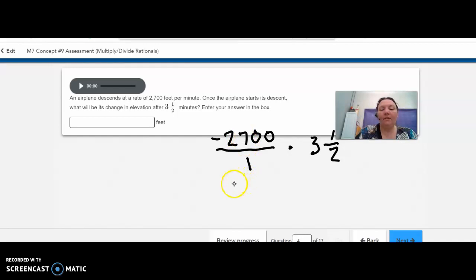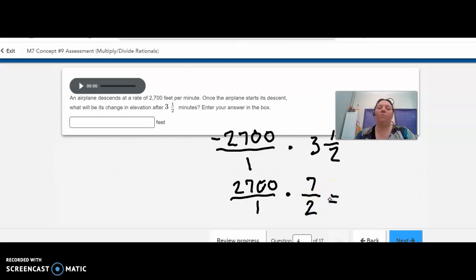I can keep 2,700 over 1. And I'm going to go around the horn. 2 times 3 is 6, plus 1 is 7 halves. Okay. And now this looks like a really big number. You can absolutely, like we talked about on Friday, let that calculator help you out. We want to use technology to our advantage in math. 2,700 times 7 will be our numerator, and 1 times 2 will give us 2 in the denominator. So you're going to get a really big number divided by 2.